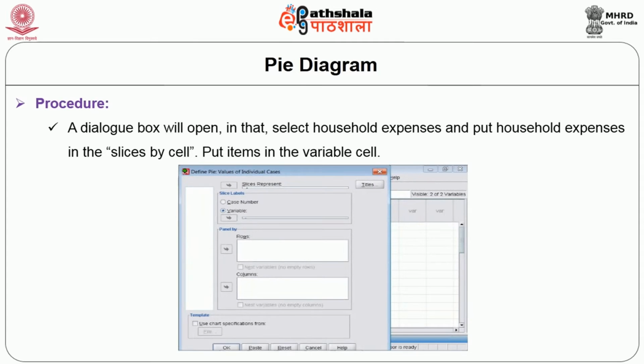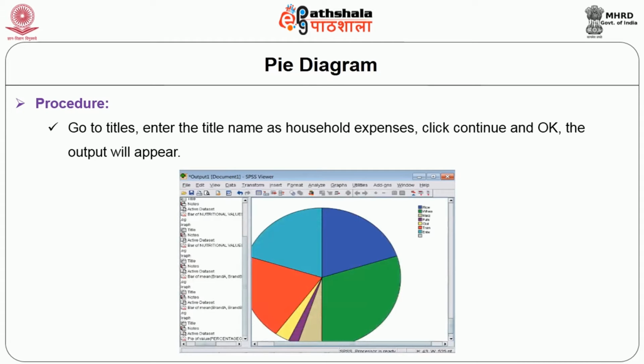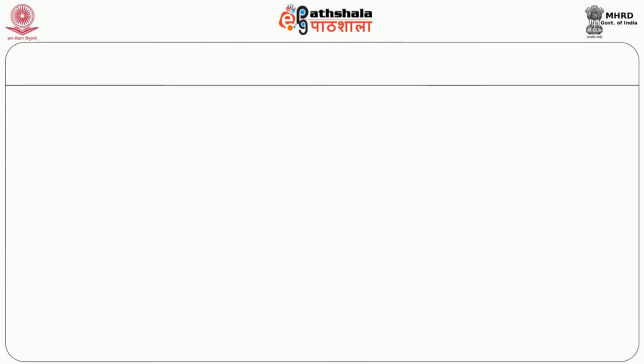In that, select household expenses and put household expenses in the slices by cell, and then put items in the variable cells. Go to titles, enter the title name as household expenditure and click continue and OK. The output will appear in the output file.